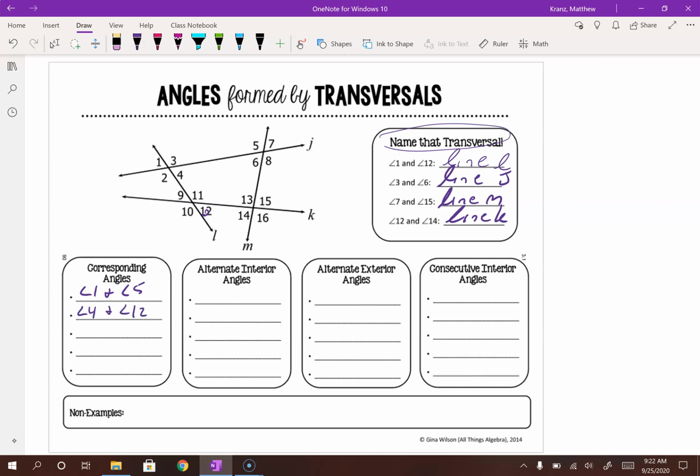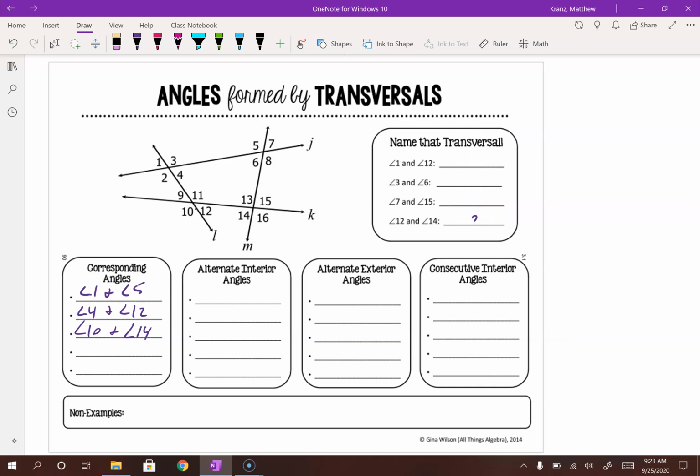I'll do one more for you. If I look at these two, now they have to be on the same transversal for this to work. You can't use this one and this one. That doesn't work. Let's go bottom left. Bottom left is 10 and 14. So angle 10, angle 14. All right, you fill in the other two. I don't know why I erased those.